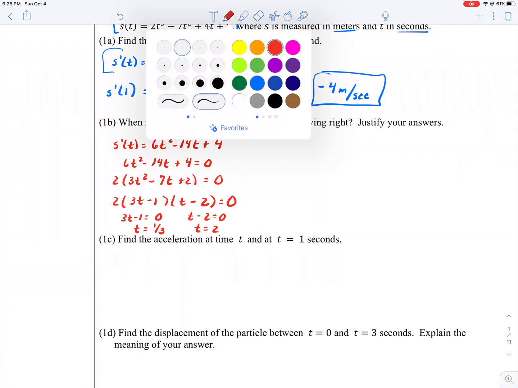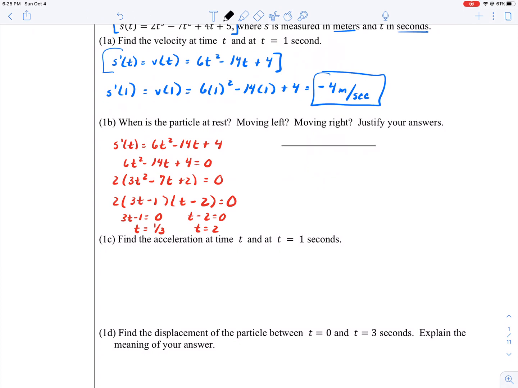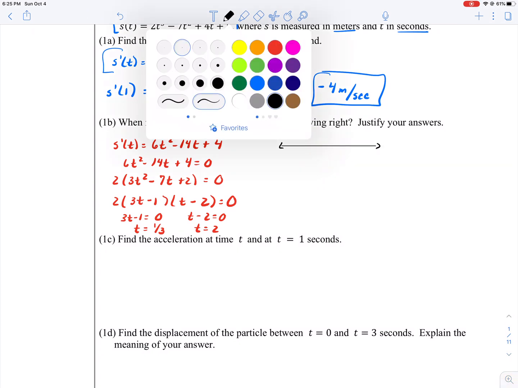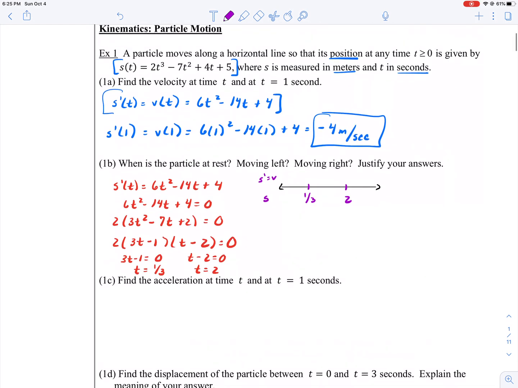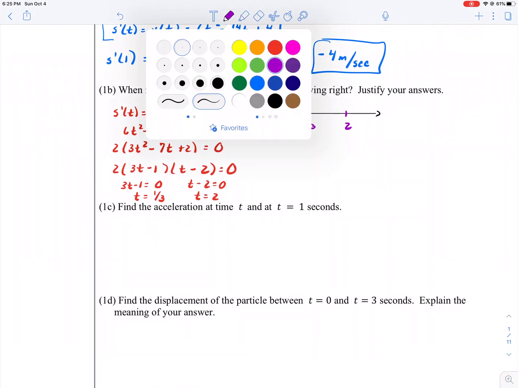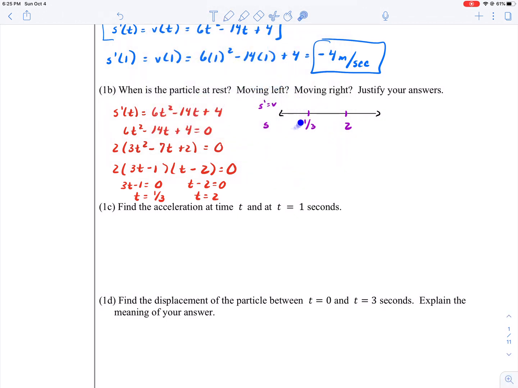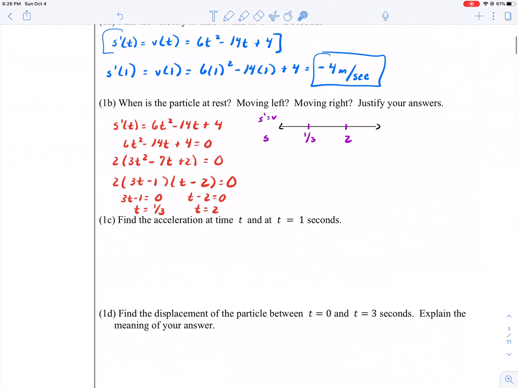So I'm going to do my sign chart. But now when I label it, I'm not labeling it as f prime and f. I'm labeling it as v, or s prime. Either one of those is fine. And s. And then my critical numbers are going to be 1/3 and 2. This prompt was specific in that t is only going to be greater than 0. That's pretty common with particle motion questions, but we want to pay attention to that. So now, let's take values on the left side of 1/3. It's basically just 0. That's really all I have to look at. Obviously I could have other values there, but that's the easiest one to look at.